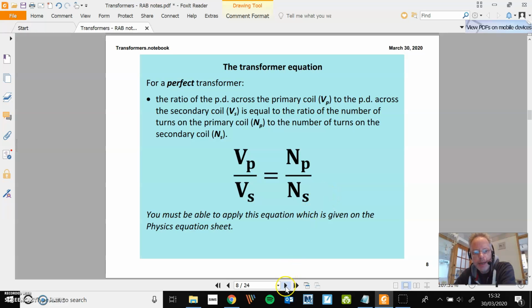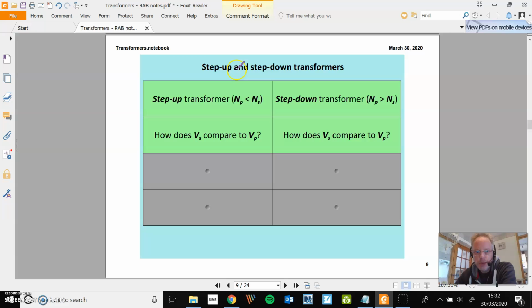Alright, so what's coming up next is we're going to look at 2 different types of transformers. These are, or 2 different groups of transformers, I should say. Okay, if there's more turns on the primary than on the secondary, we would say we've got a step-up transformer. Okay, and I'd like you to have a little think, what does that tell us about VS compared to VP? And similarly, if we have more turns on the primary than the secondary, we get what's called a step-down transformer. And again, have a little think, how would VS compare to VP? In fact, pause the video there for a little minute if you like, have a little think about that question, and then come back when you're ready.